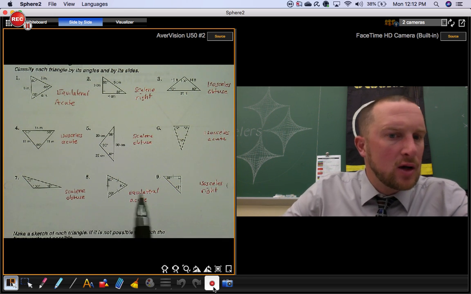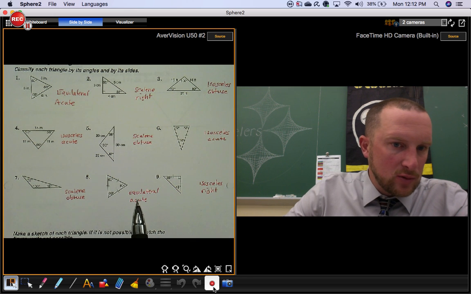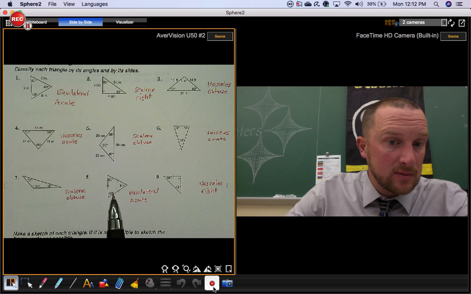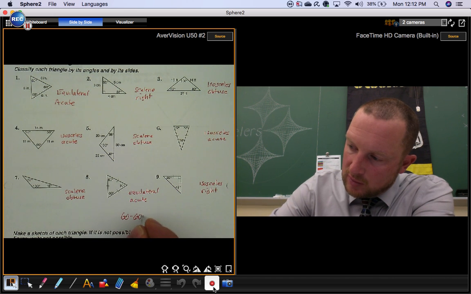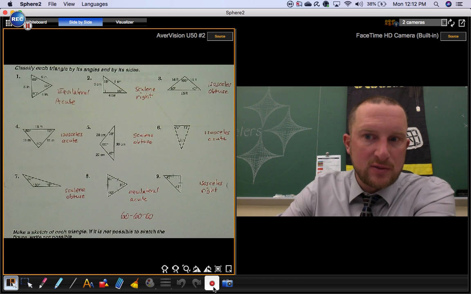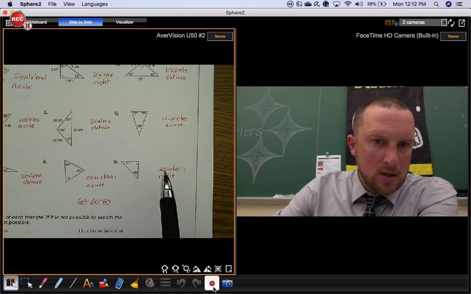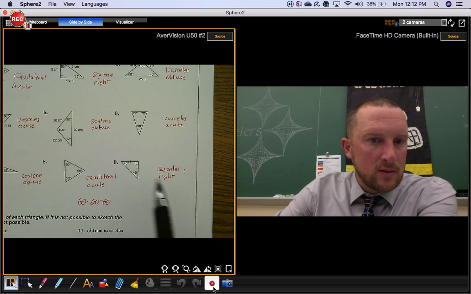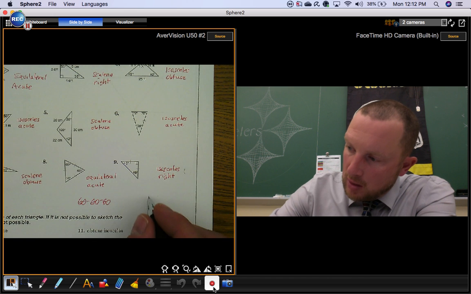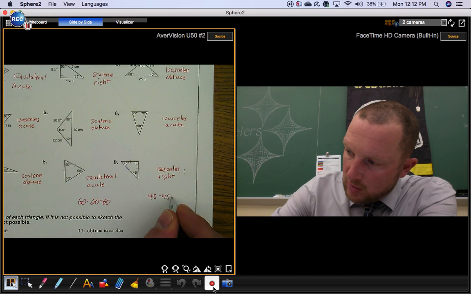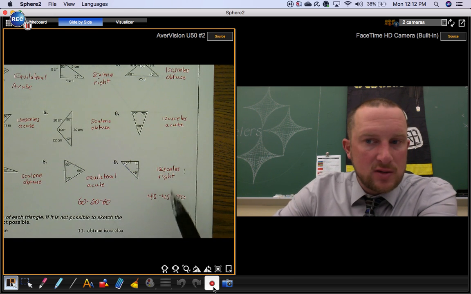Number 8, it's an equilateral acute triangle. Again, all of the angles are less than 90 and they're all the same. They're all 60. So equilateral acute triangles always have those 3 angle measures. This triangle is isosceles right. 2 of the angles match, that's what makes it isosceles, and 1 of them is a right angle. This is also the only isosceles right triangle possible, 45, 45, 90.